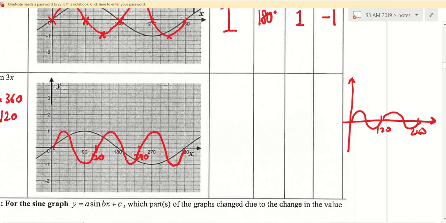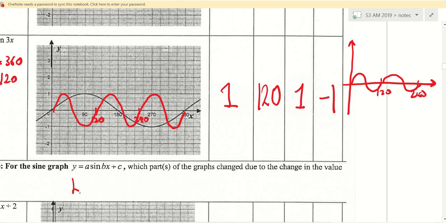So the highest and lowest points are my answer. You tell me what is the amplitude? Still 1. What is the period? 120. What's the highest point? 1. What's the lowest point? -1. Easy? So can you tell me now, B affects what? Good. So B will affect the period.